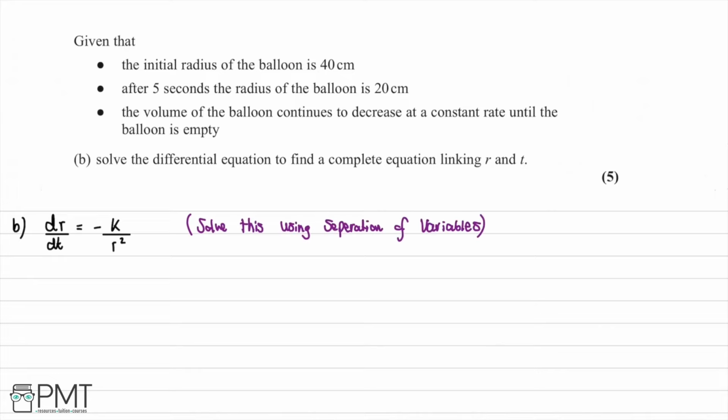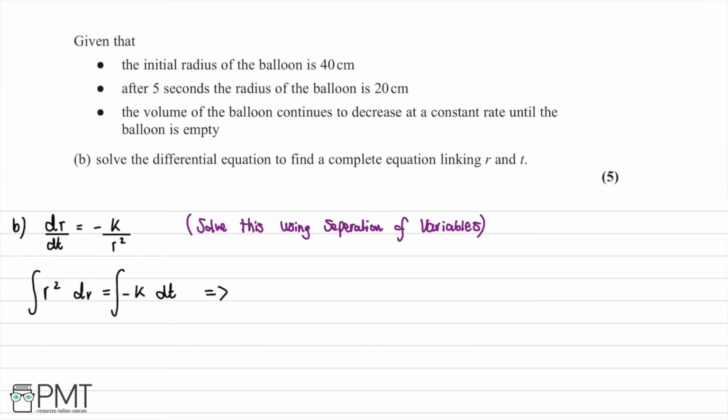So how are we going to do this? This means we want to have our r term on the same side as our dr, and then we want to have our t term on the same side as k. So therefore, we can multiply both sides by r squared, and we'll have r squared dr, and that is going to be equal to negative k. And we multiply both sides by dt, so negative k dt. So then what we're going to do is we're then going to integrate both sides just like so.